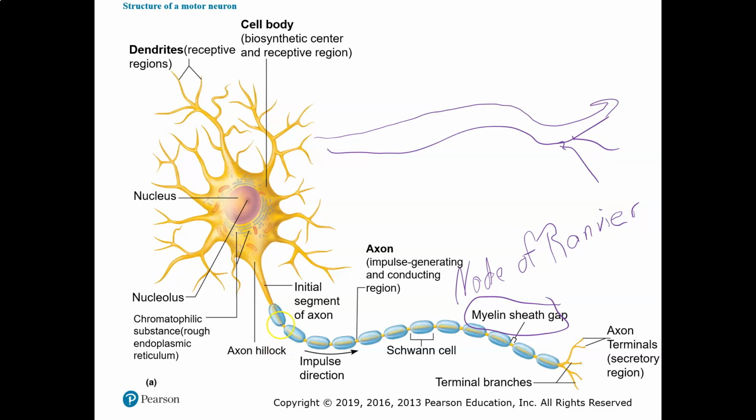But if you have one with myelin sheaths around it, it will skip. The impulse will skip from node to node to node. And that's the way I'm drawing it. It looks slower, but in reality, it happens much faster. So that's a faster signal because it doesn't have to travel as far. It skips over large distances of the axon.